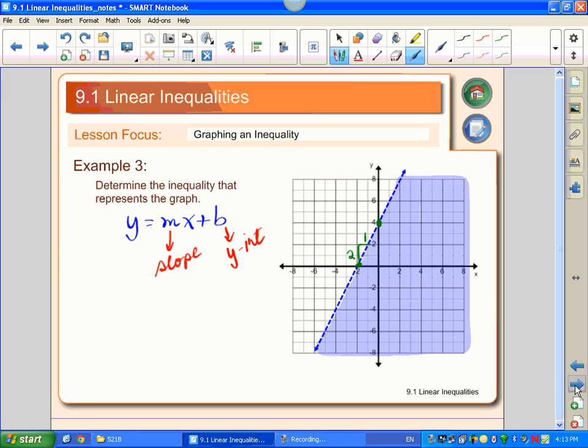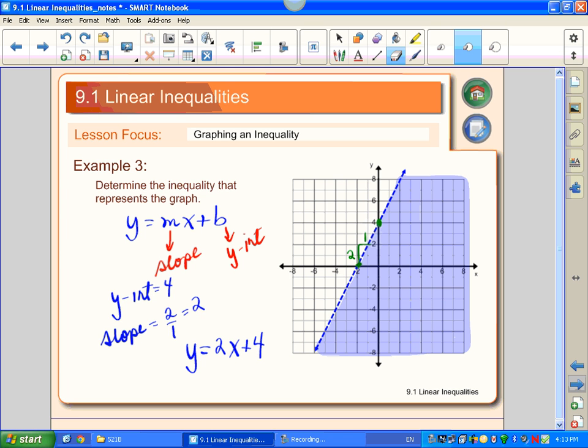So my y-intercept, let's just write it out. We said y-intercept was 4, and it looks like our slope is 2 over 1, which we just write as 2. So what is our equation? Y is equal to, because we're used to the line, 2x plus 4. If I was just having a line, that would be correct. But it's an inequality. So it's going to be y something 2x plus 4.